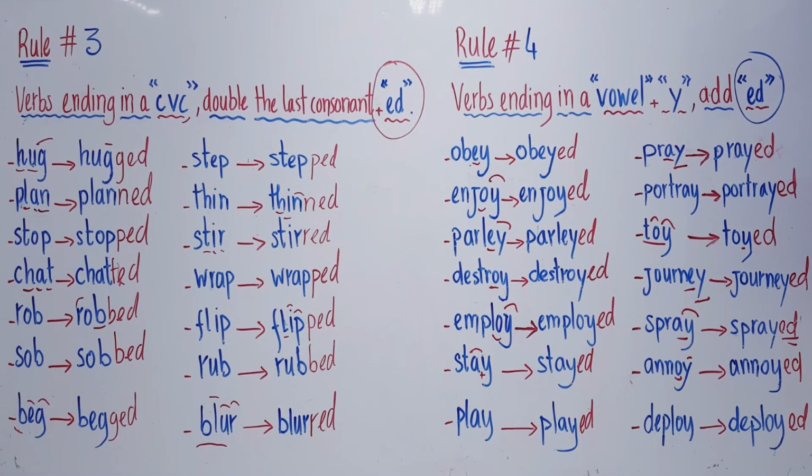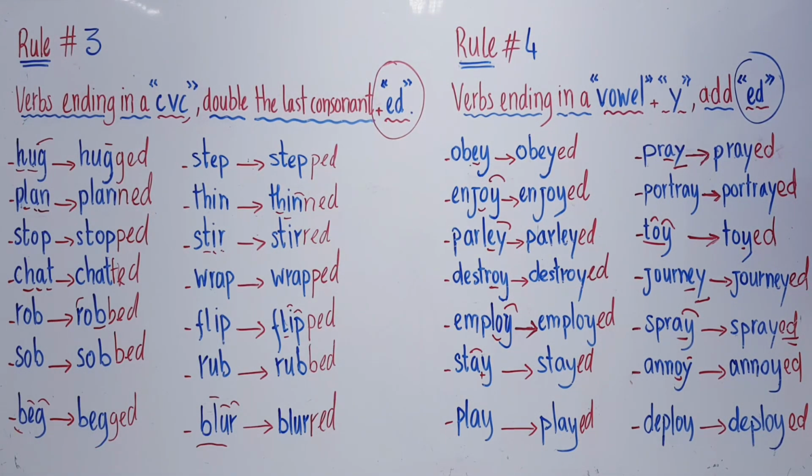So you don't need to do anything else, okay? Just add ed to the end of the verb. That's it. Do you understand? Once again, the previous rule number 2 says verbs ending in a consonant followed by a letter y, okay? Before adding ed to make the past participle, we have to change letter y to letter i first, and don't forget to add ed at the end of the verb after changing y to letter i. Understand? But rule number 4 also talks about verbs ending in a vowel, not a consonant, right? Followed by letter y, you do not change letter y to i. Just add ed immediately. You understand?